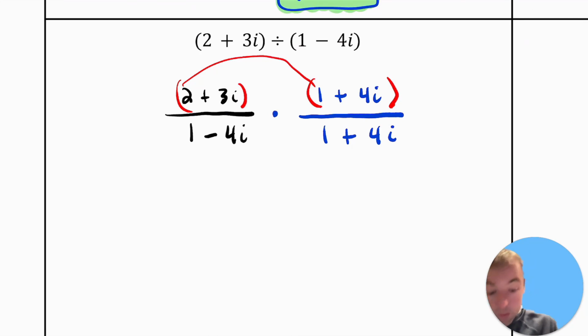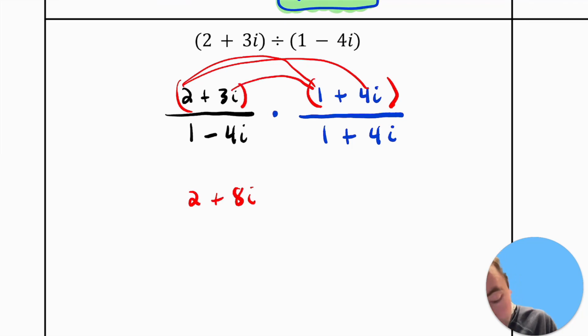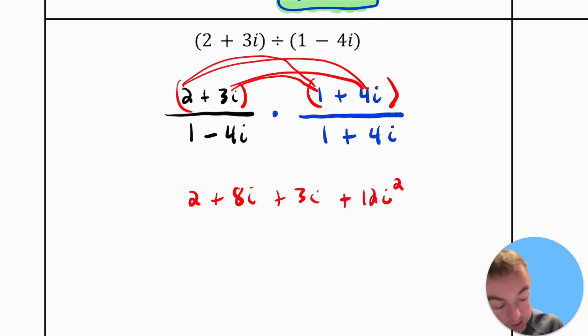So 2 times 1 is going to be equal to 2. And then 2 times 4i is plus 8i. And then 3i times 1 is plus 3i. And then 3i times 4i is plus 12i times i squared. All right, so that FOILs everything up at the top.